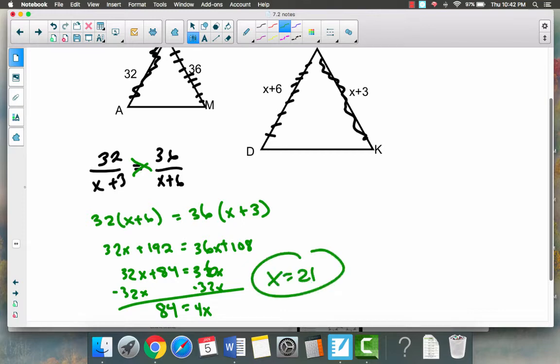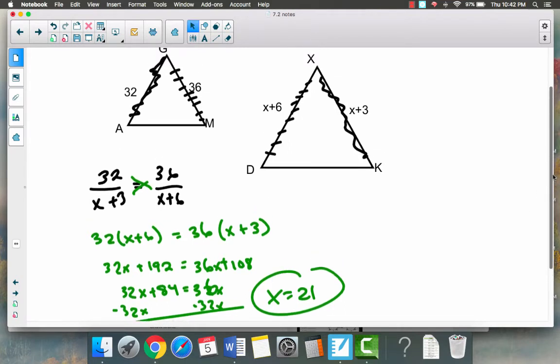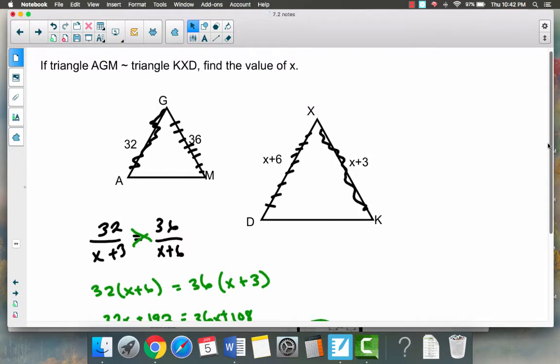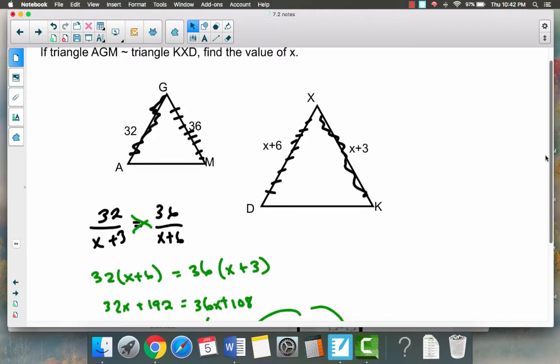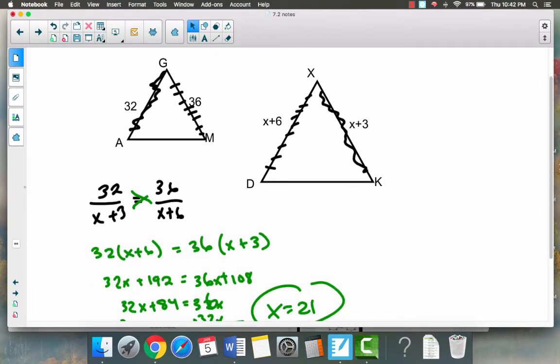Now notice in this problem, all they wanted was for you to find the value of x. However, I could ask you to find what DX or XK's lengths are, and then ask you to find the scale factor. So the one thing that's unique about these kinds of problems, it's not always going to be just solving for x. In some cases, I just want x. In some cases, I want a side length. And in other cases, I may want a side length and I may want the scale factor. Remember, the scale factor is just the ratio of the sides. So just pay attention to what they're asking for.